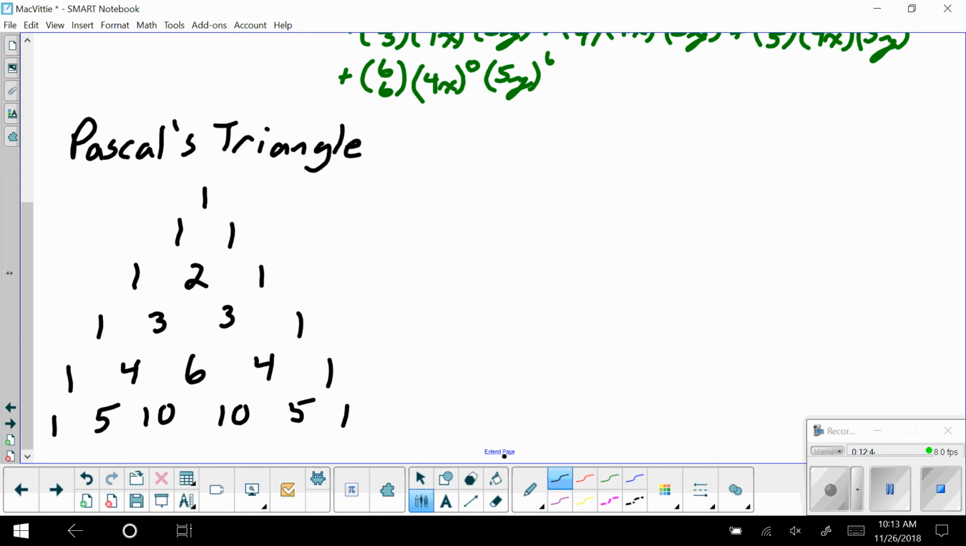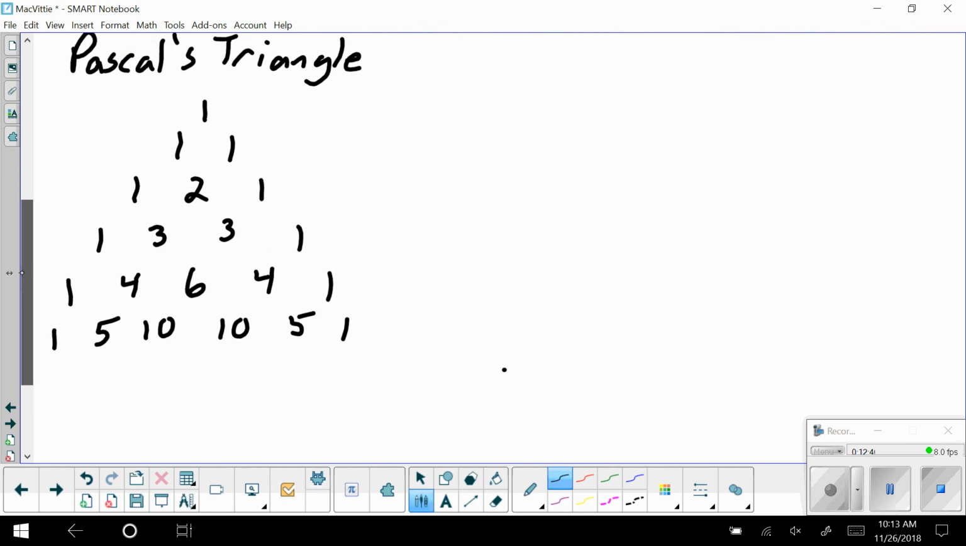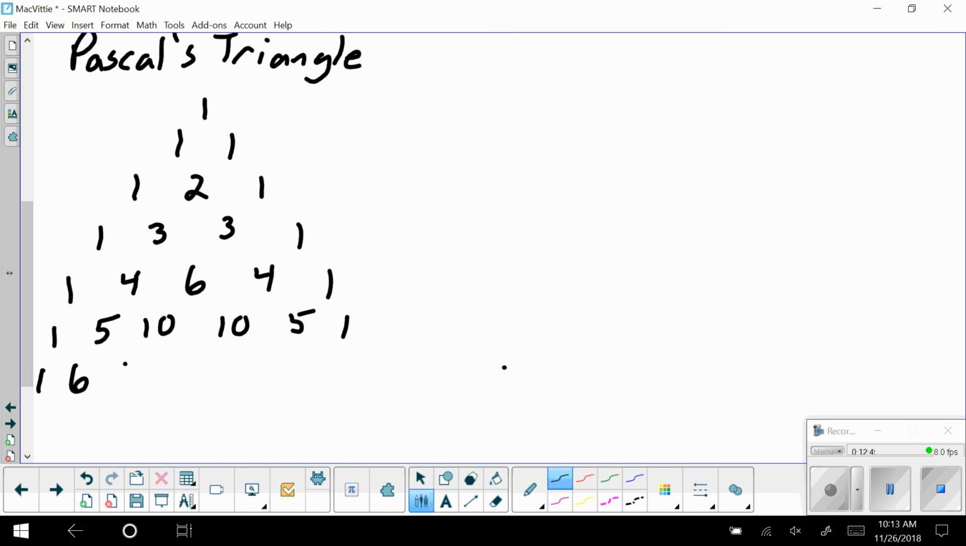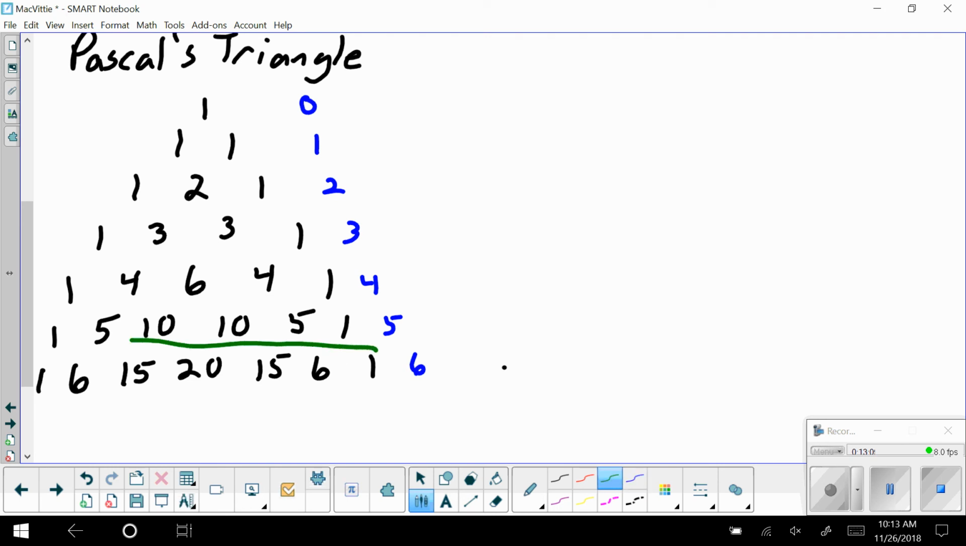I might as well go ahead and go one more row further down here. 1, that's 6, 15, 20, 15, 6, 1. And what I care about here is each row is a power of our binomial expansion. So this would be n is 0, it's 1, it's 2, it's 3, it's 4, it's 5, and it's 6. So what these right here are the coefficients that I'm going to use in place of doing the combinations.